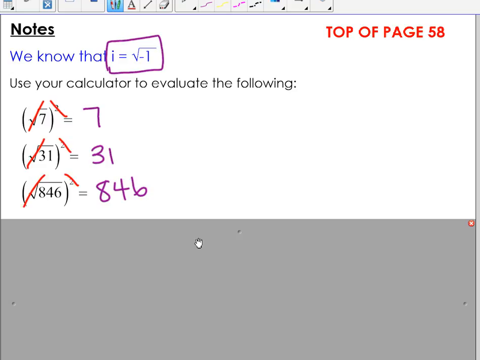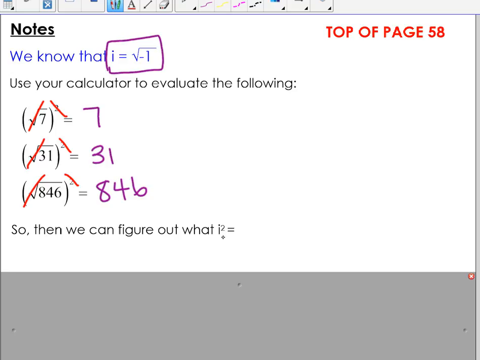So we're going to use that knowledge to talk about what i squared is. So if we know that i is the square root of -1 and I want to know what i squared is, well, if I square both of these, I know i is the square root of -1. i squared, well, I'm going to have to square the other side. These cancel, and you end up with i squared is -1.